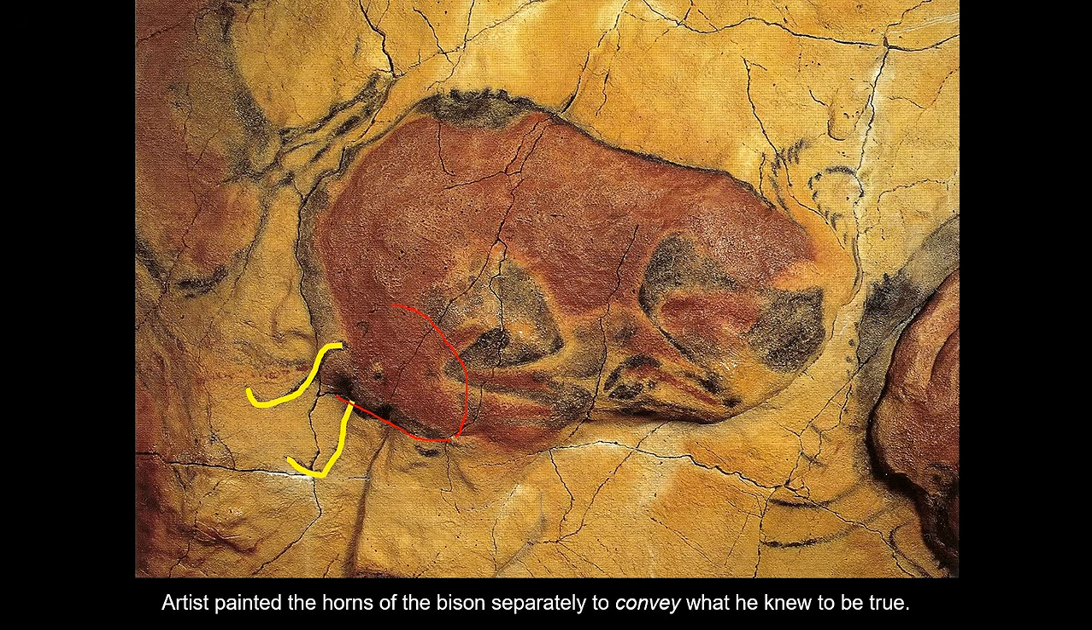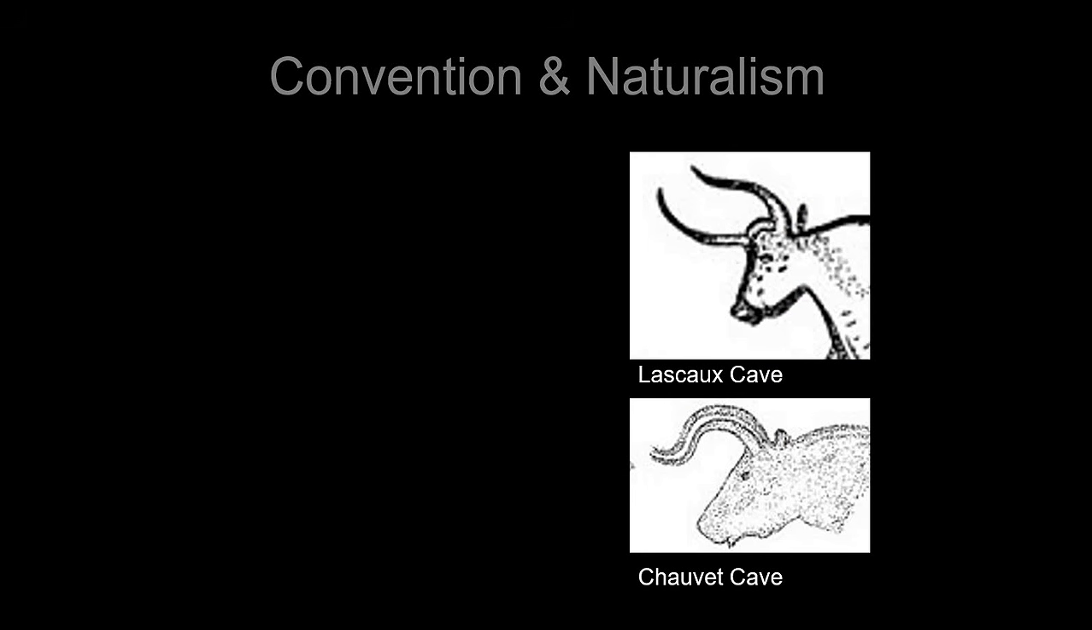If I was in person, I could demonstrate this a little better. But the horns actually have to be pointing in completely different directions in order for this to happen. In other words, the artist blended views. The profile of the bison's head is in a profile view, but the horns are in 3/4 view. And you see this everywhere you go in these caves. And this is where we get into the discussion of convention and naturalism.